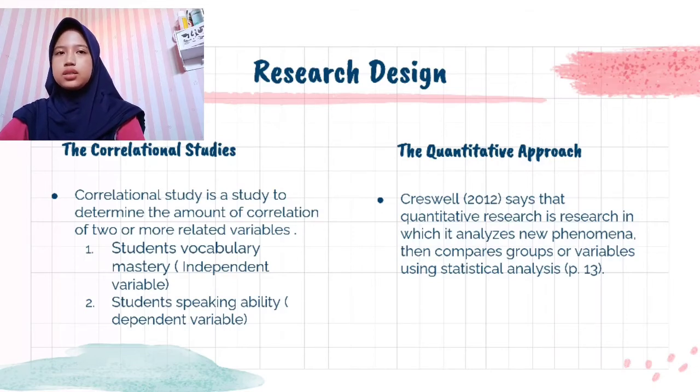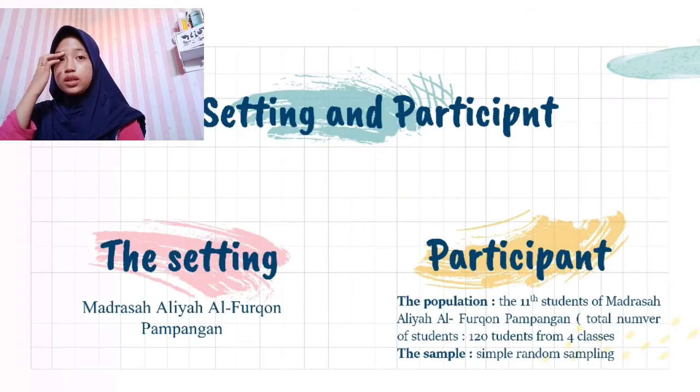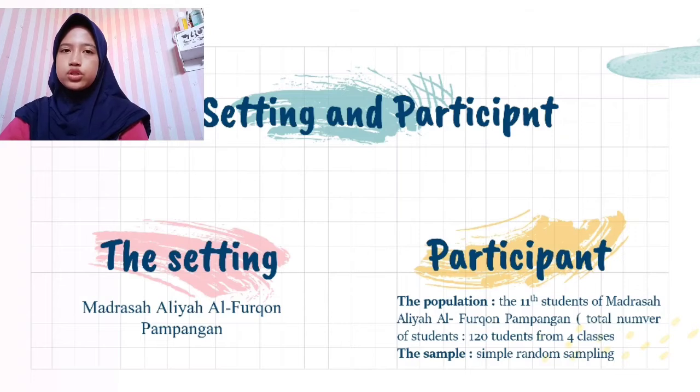And the next is settings and participants of the study. The study will be conducted at Madrasah Aliyah Al Furqan Pampangan with the 11th grade students by using simple random sampling. And the total number of students is about 120 students from 4 classes.